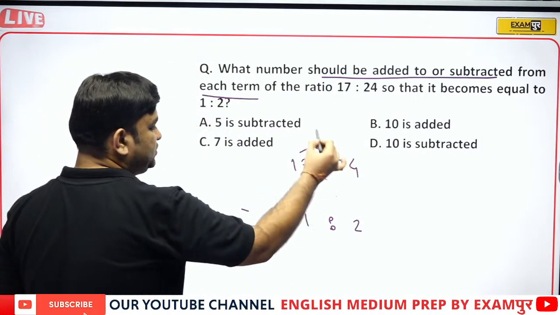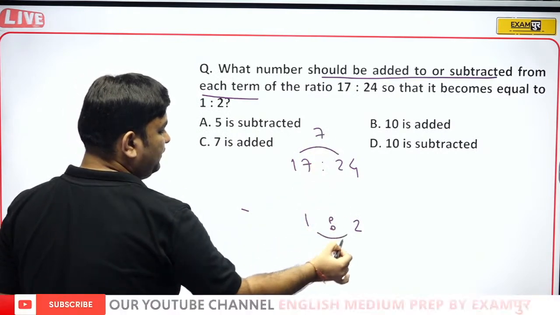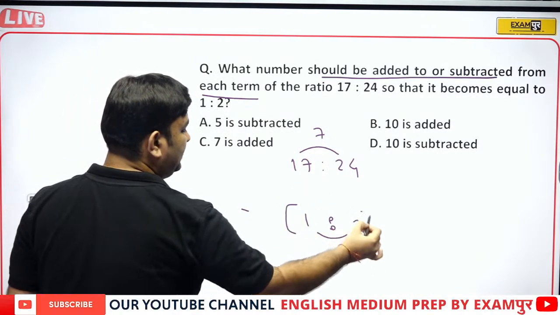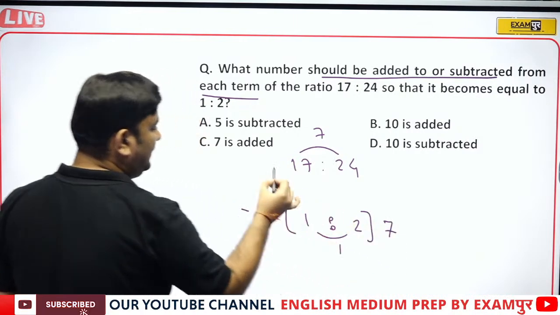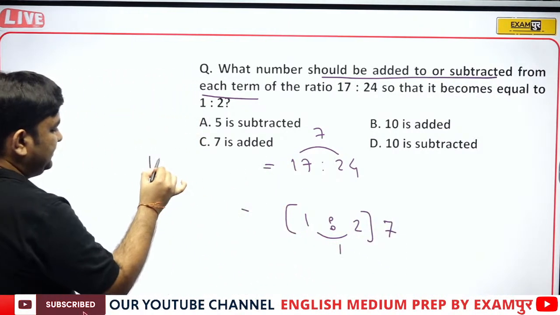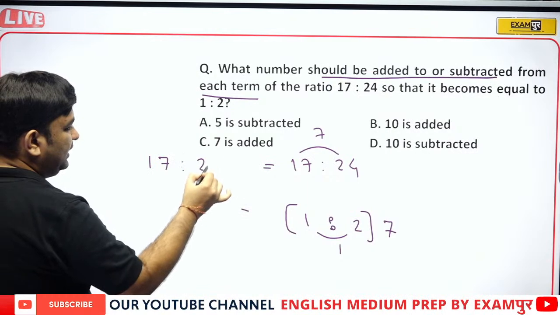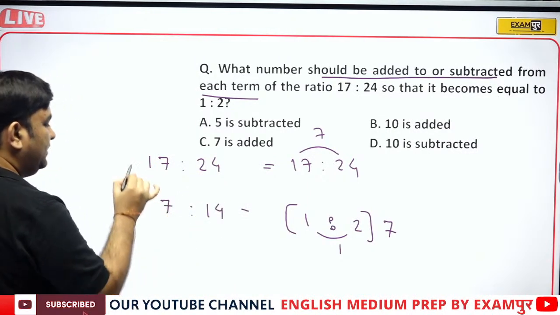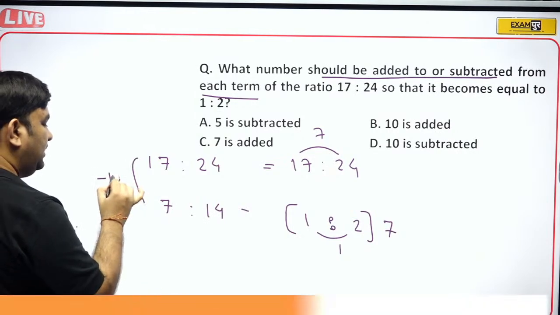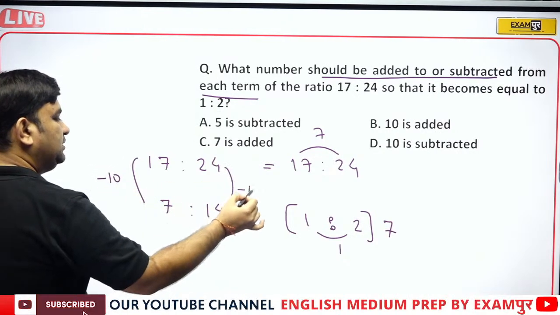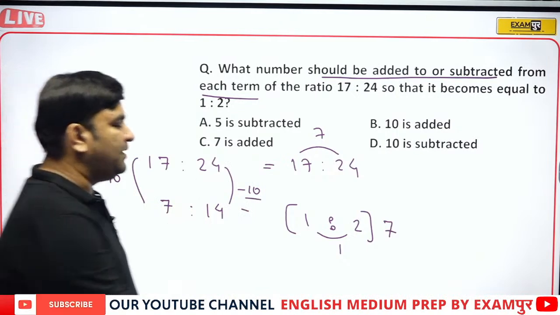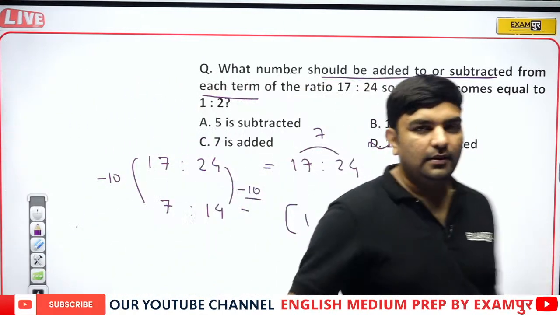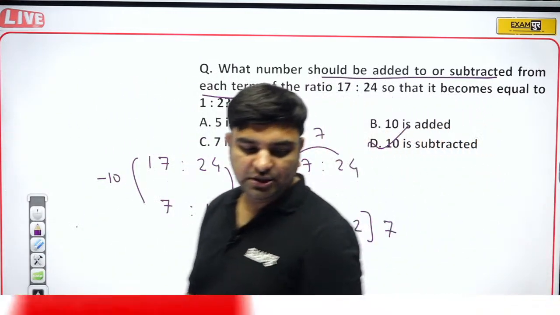Here it is the difference of 7. Here it is the difference of 1. So multiply it by 7 here. So it is 17:24, and this is 7:14. It's decreasing by 10 and it's decreasing by 10. So 10 should be subtracted from each to make this happen.